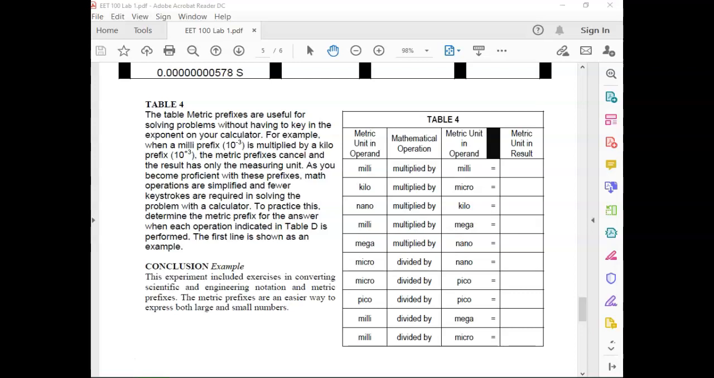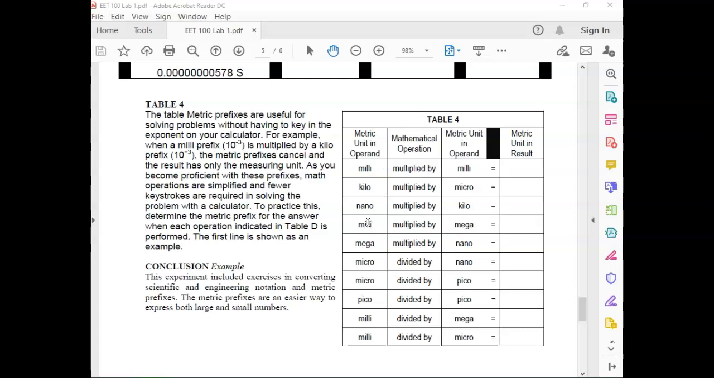Multiplied means add, divide means subtract. So when I have milli multiplied by milli, that's -3 plus -3, what do I get? -6. What's the prefix? Micro. That is micro. Okay.